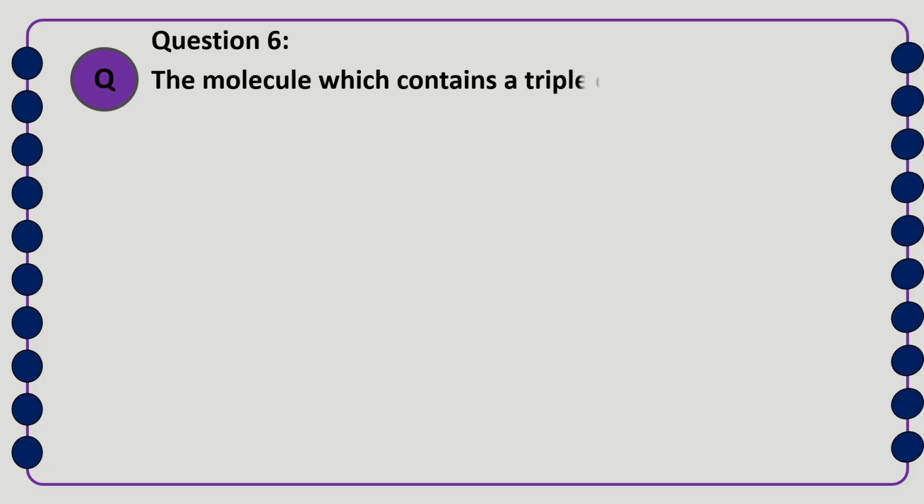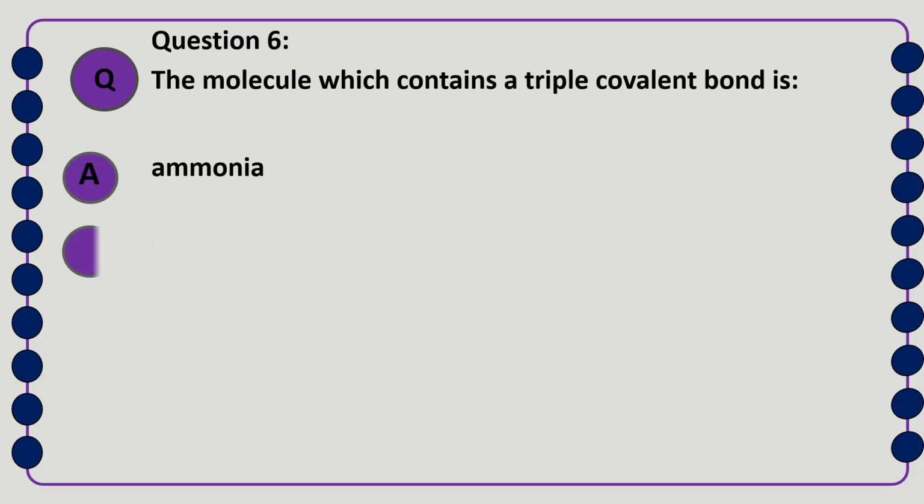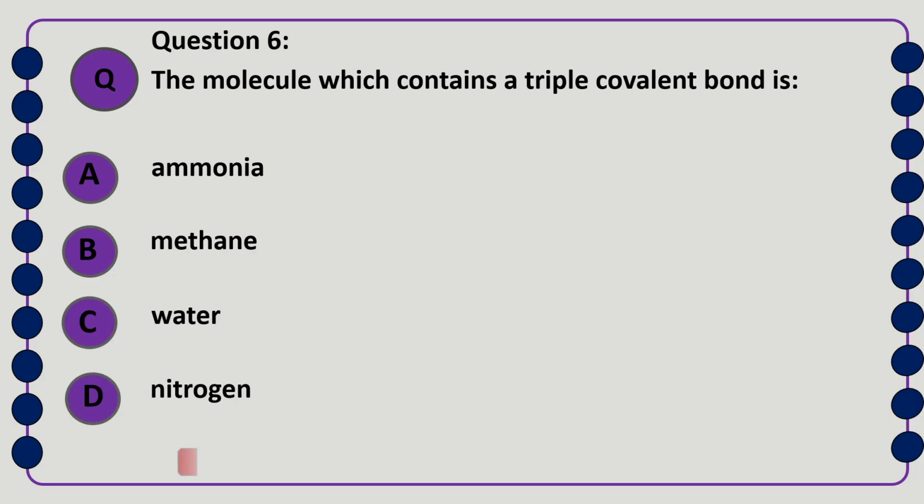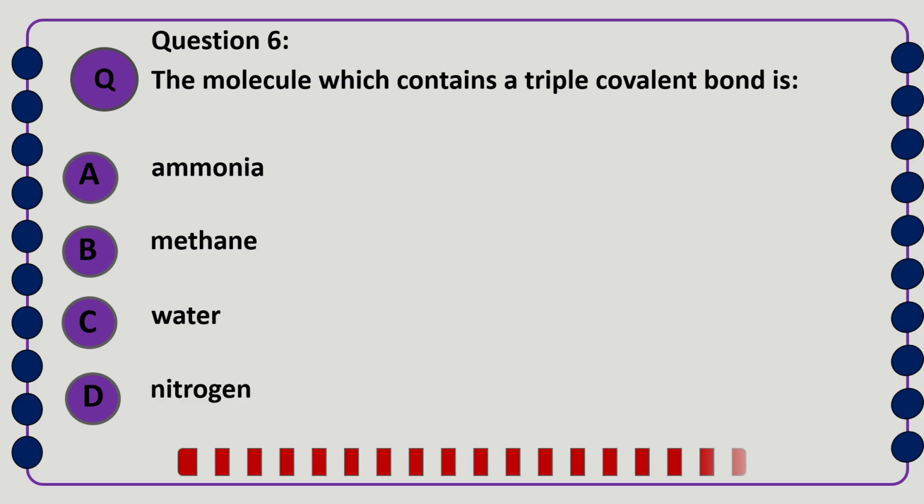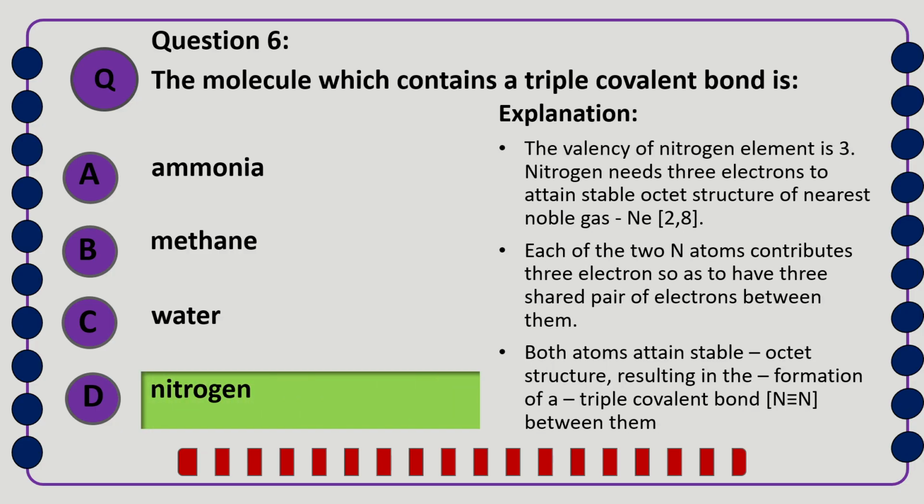Question number 6. Molecule which contains triple covalent bond is. Students, look for triple bond. Ammonia, methane, water, nitrogen. The correct answer is nitrogen. Let us take the complete explanation to make the concept clear.